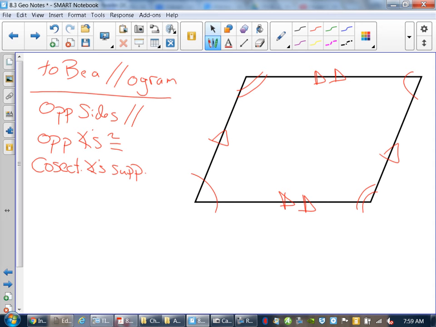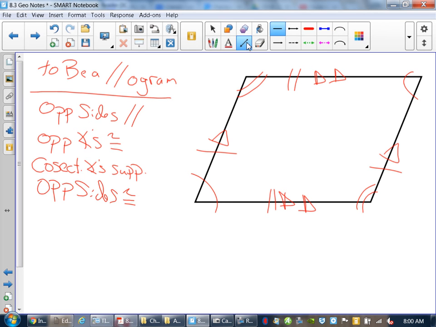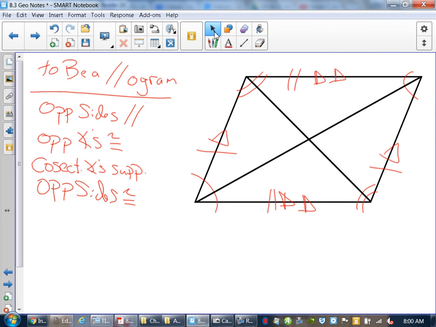We got more. What else is there? What do you got? Opposite sides are congruent. Okay. Opposite sides are congruent. What do you know about the diagonals? They bisect each other. Yes. All right, like you said, you get bisected parts here.